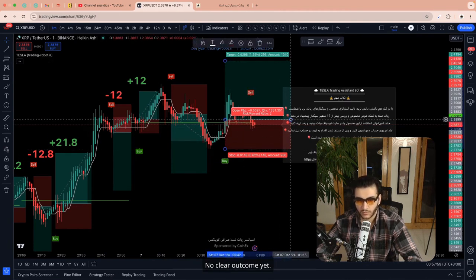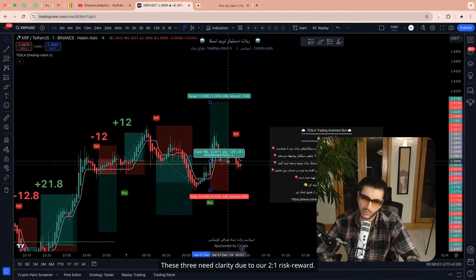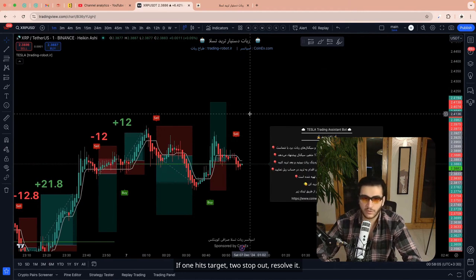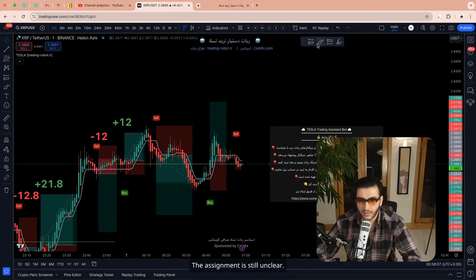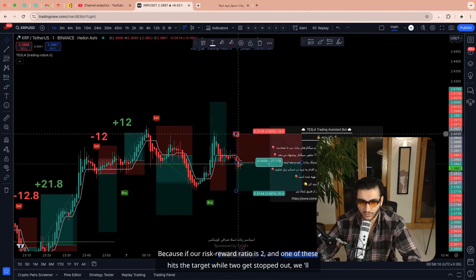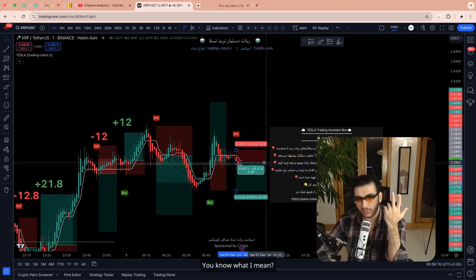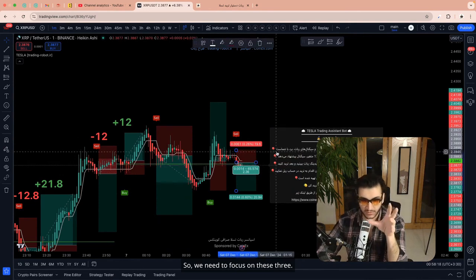No clear outcome yet. We had a sell signal, still unclear. These three need clarity due to our 2.1 risk reward. If one hits target, two stop out, resolve it. The assignment is still unclear. These three should be given the most difficult assignment. Because if our risk reward ratio is 2, and one of these hits the target while 2 gets stopped out, we'll just be back to square one. You know what I mean? So, we need to focus on these three.